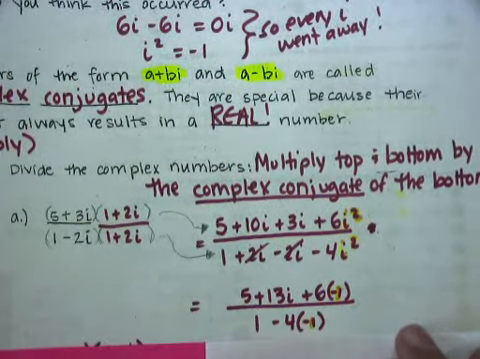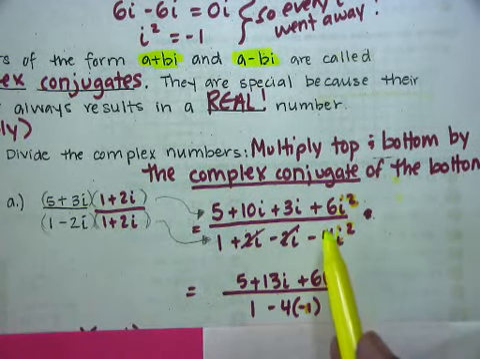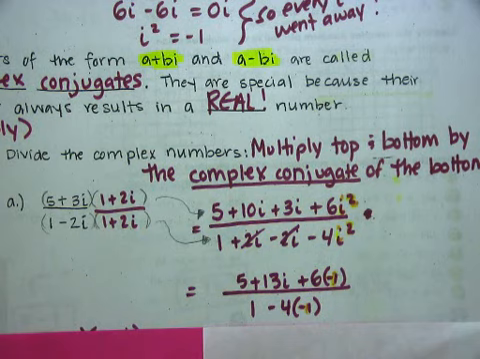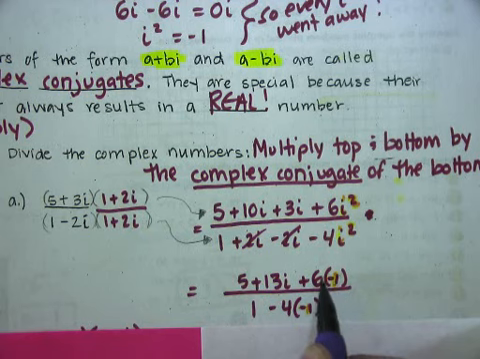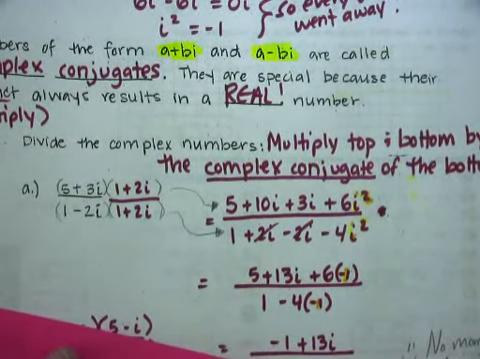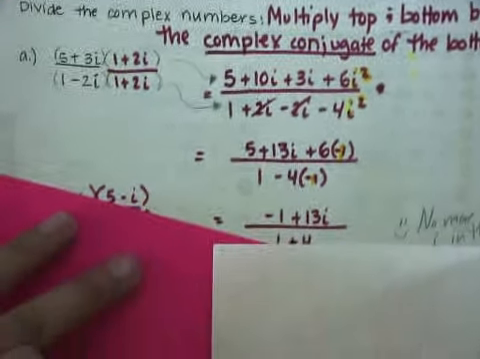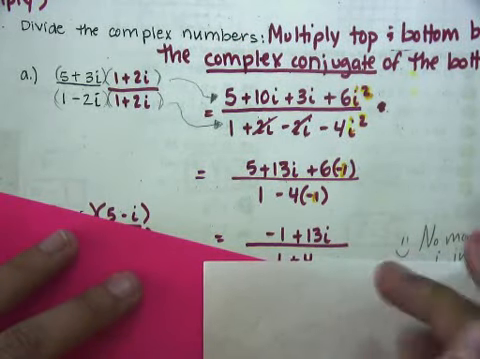I just replaced, here I'll highlight it, that i squared with -1. And doing the same on the bottom would result, since those canceled, with 1 minus 4 times -1. Keep in mind that when we replace i squared with -1, it's being multiplied by the 6, not subtracted. So don't do 6 minus 1, it's 6 times -1. So then that would change into -6 plus 5 makes -1 plus 13i.